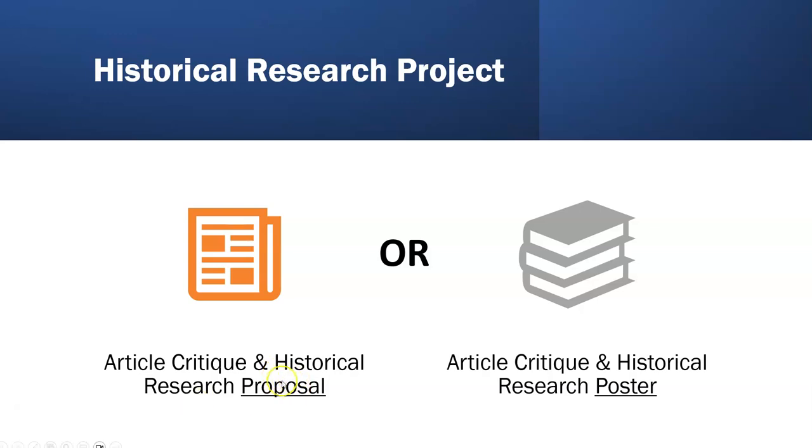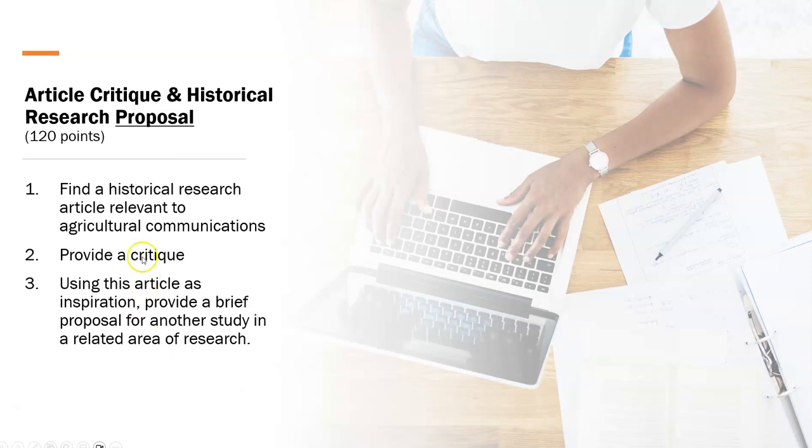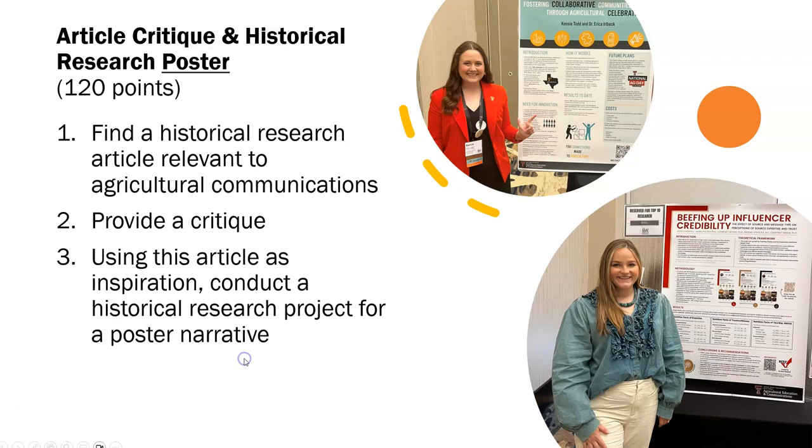Do you want to just propose a study that someone or you could do in the future? Or do you actually want to carry out a historical research project and write a poster narrative about it? So again, you get to choose. Everyone will find a historical research article relevant to agricultural communications and provide a critique. And then if you want to do a proposal, you would just use that as inspiration to design something to do in the future. If you'd rather actually carry something out and have a poster to present at a conference, you can do that as well. So I'll provide many more details about this and rubrics as we go.